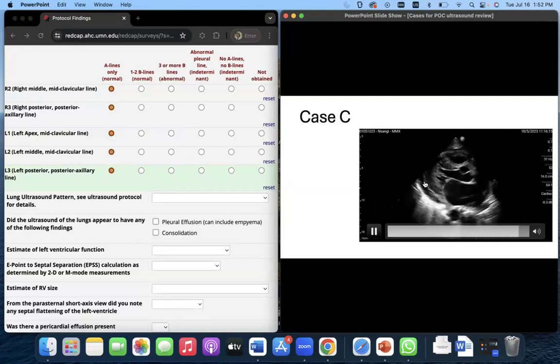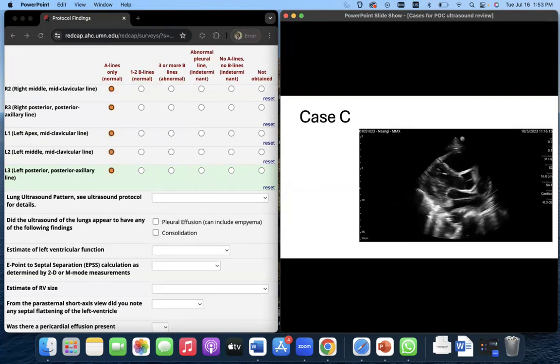From this particular image, we can see that there's a lot of hyperdynamic function of the LV. We also get a sense that there's probably a pericardial effusion there that's at least small to moderate in size. And so we'll want to get some additional information about that pericardial effusion as we get additional pictures.